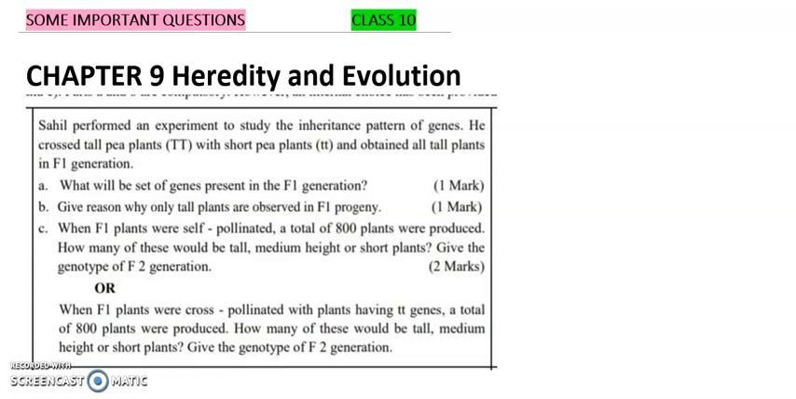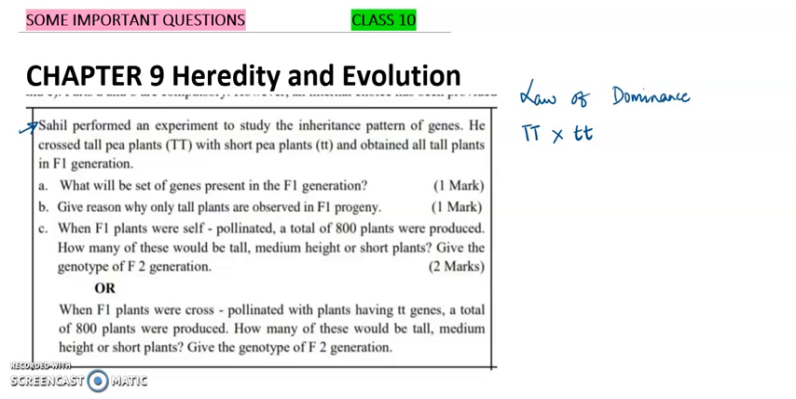For the first question, the Sahil one, we will not take the concept of incomplete dominance, right? Because the law of dominance is in your syllabus, numericals will most probably be based on that. The question says Sahil performed an experiment to study the inheritance pattern of genes. He crossed tall pea plants with dwarf or short pea plants and obtained all tall plants.